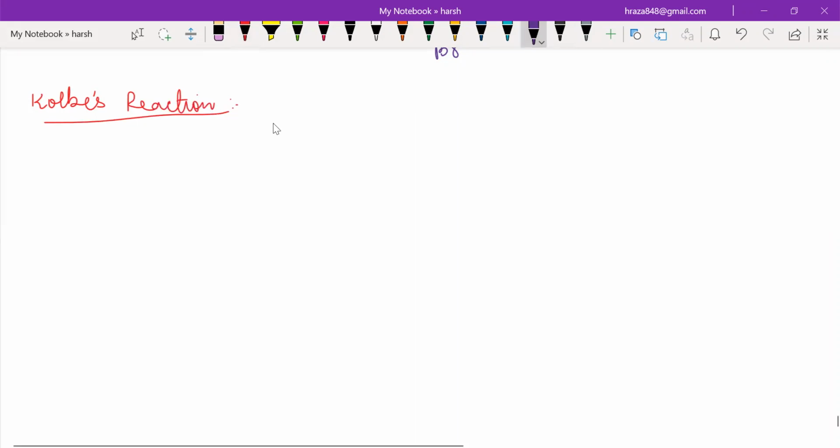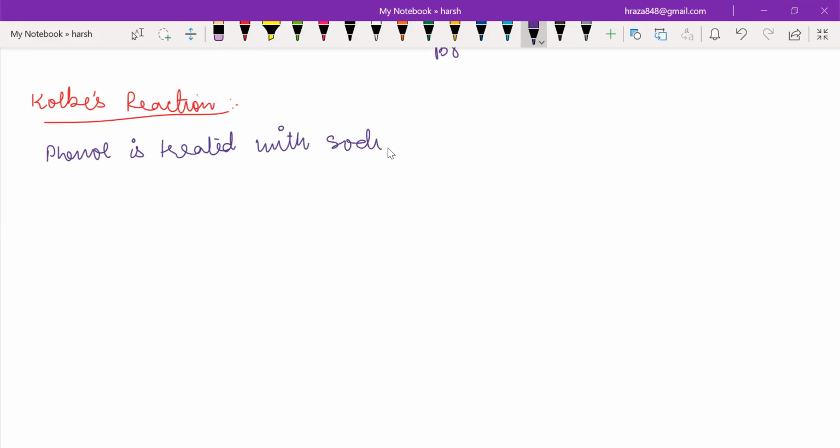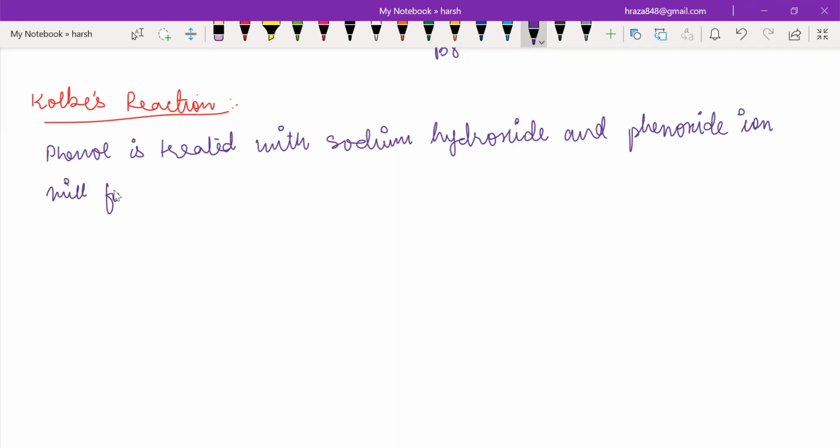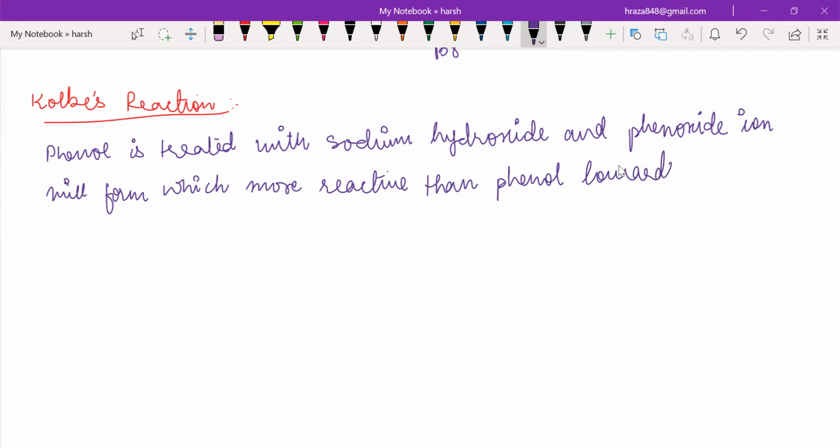So basically, phenol is treated with sodium hydroxide, and phenoxide ion will form, which is more reactive than phenol towards electrophilic aromatic substitution.